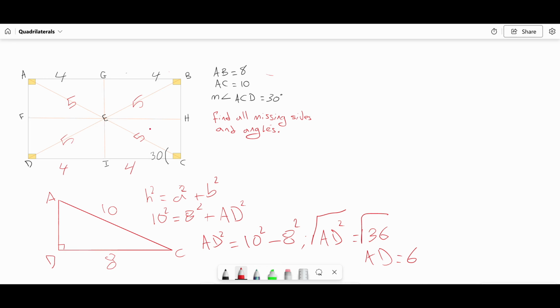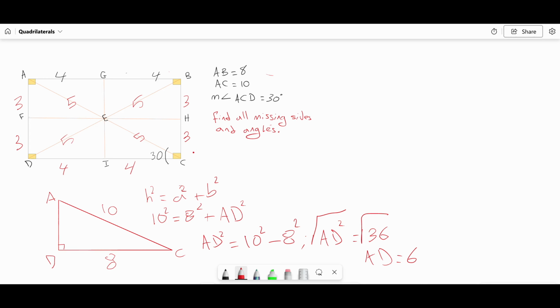And we know that HF is cutting this side in two equal segments, this segment and this segment. So we know that AF is equal to 3, this is equal to 3, this is also equal to 3, and this is also equal to 3.